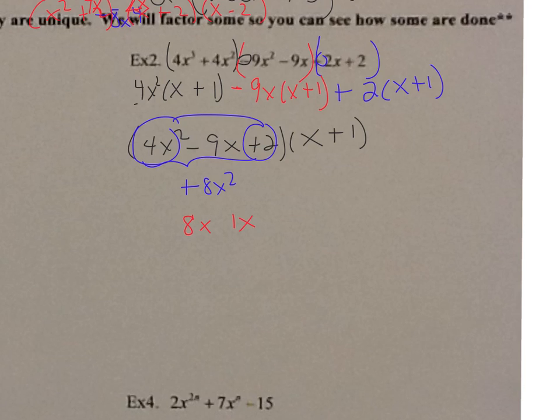They get the same signs. That's the only way to get a positive 8 when you multiply: have the same signs. And they're both going to be negative so that we get negative 9. Bring down the 2, bring down the 4x squared. And now we're going to factor by grouping.